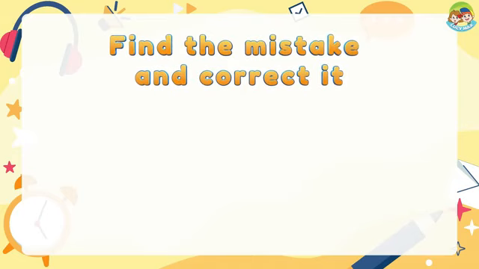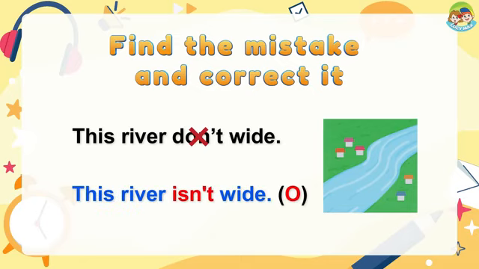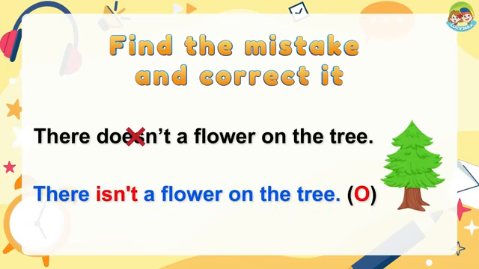Find the mistake and correct it. This river don't wide. Wide is an adjective. We do not use don't. The sentence should be, this river isn't wide. There doesn't a flower on the tree. There is no verb, so we don't use doesn't. The sentence should be, there isn't a flower on the tree.